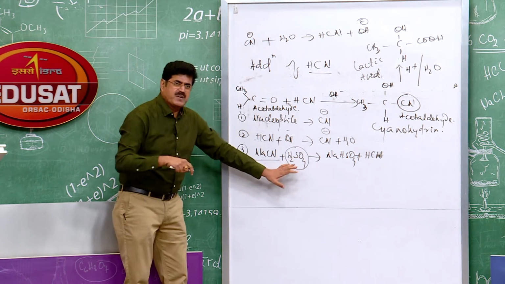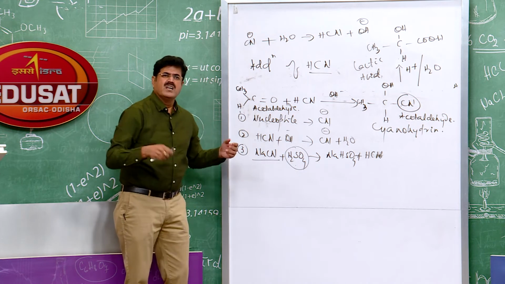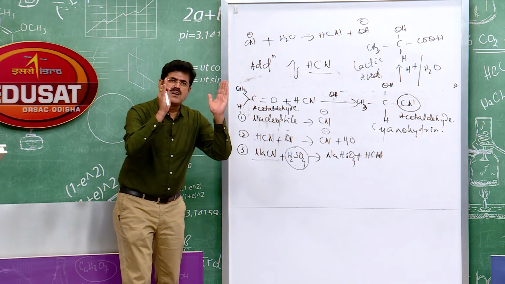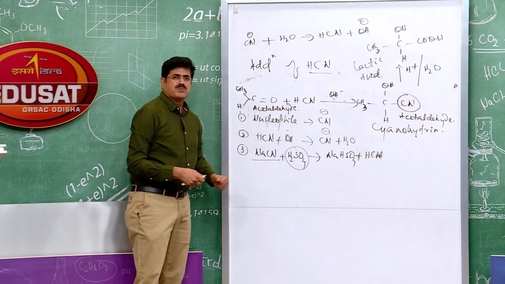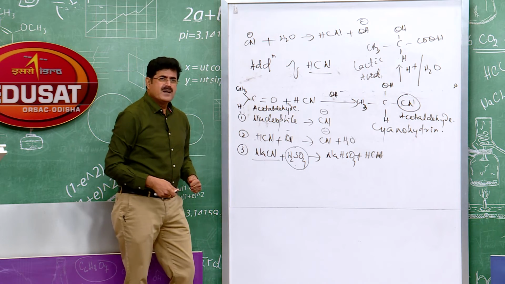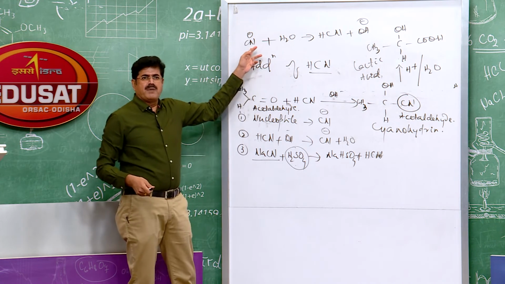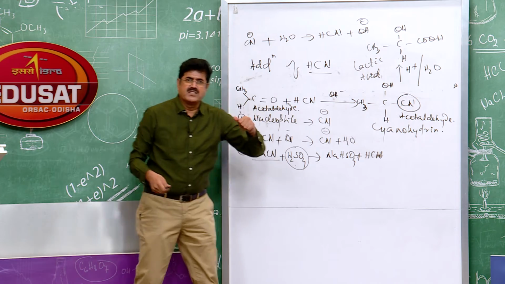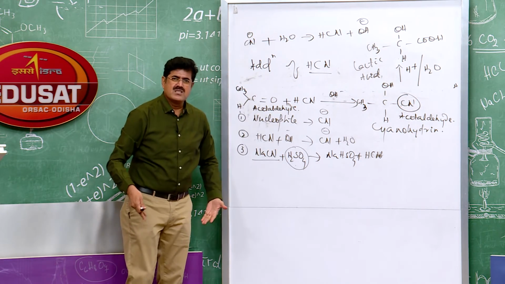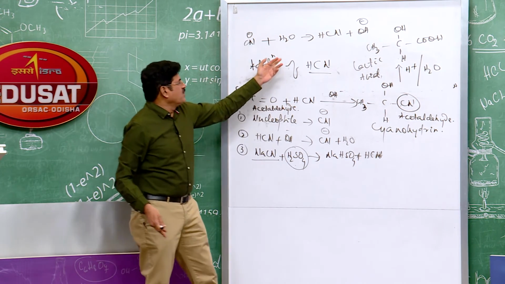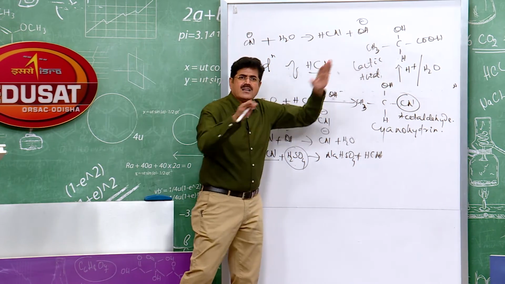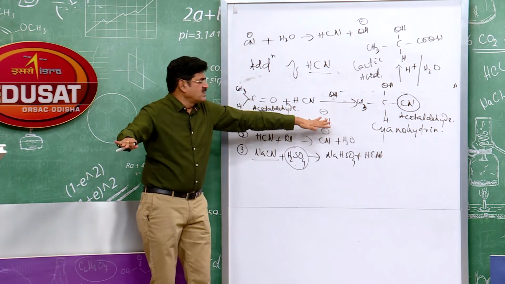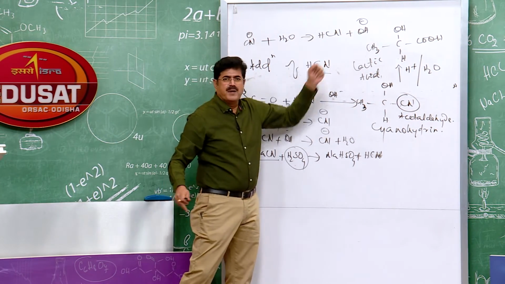But care must be taken that sulfuric acid should be the limiting one. The amount of sulfuric acid should be lesser than the amount of sodium cyanide, so that there will be excess of CN- ion, and this CN- ion reacts with water, undergoing hydrolysis, to give HCN and OH- ion. You see, the alkalinity condition is maintained, OH- is there.